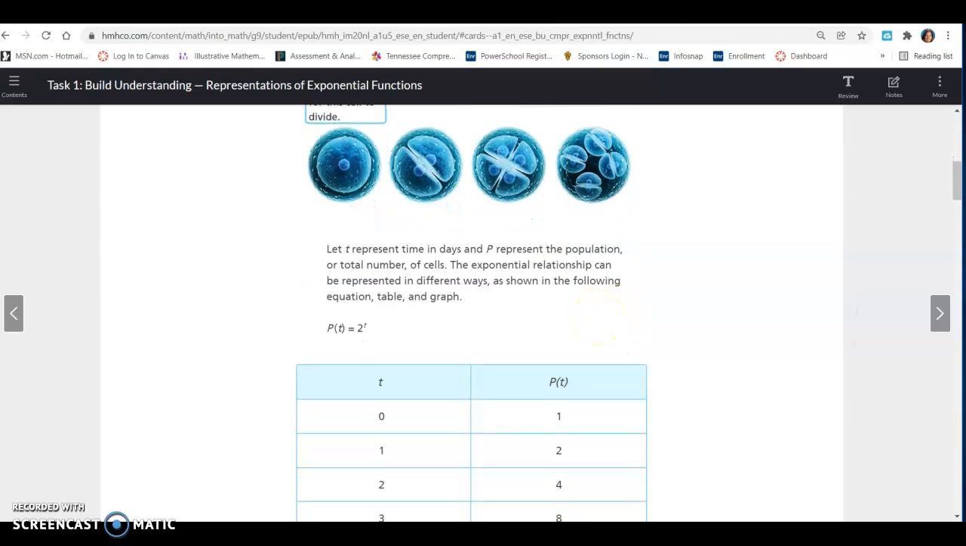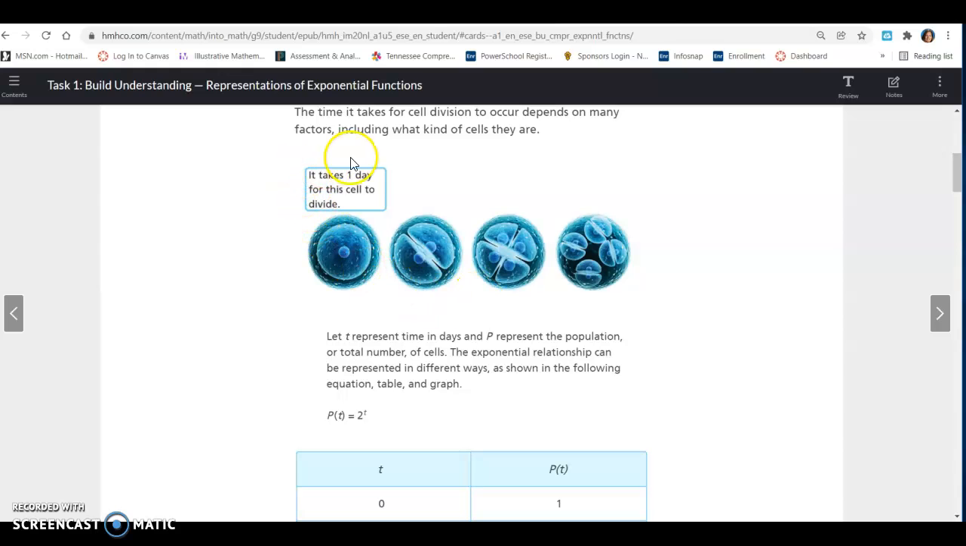So it says let T represent time in days, and P represent the population of the total number of cells. The exponential relationship can be represented in different ways, as shown in the following equation, table, and graph. All right, so here they're giving it to you in a verbal description. And then we're going to look at it as an equation. So one cell takes 1 day to divide into two cells. So our base is going to be 2 raised to some power.